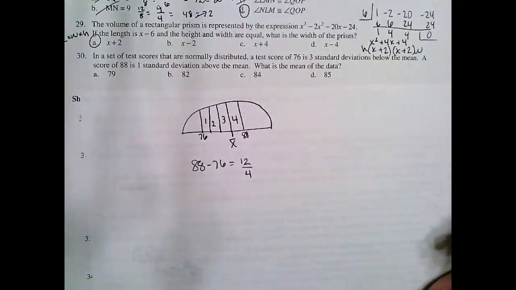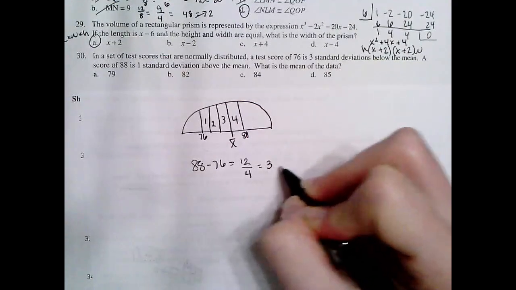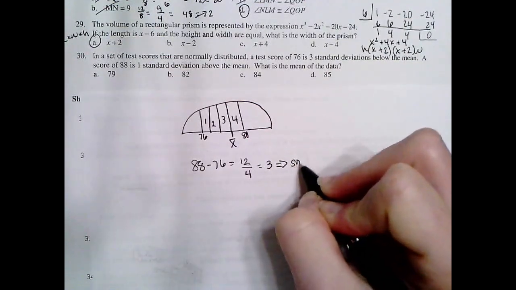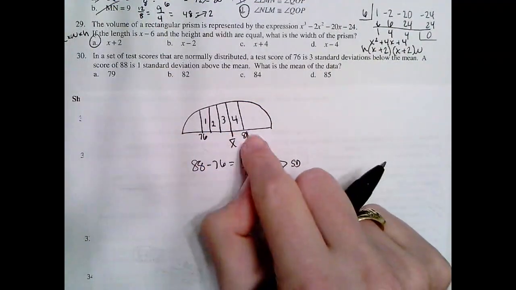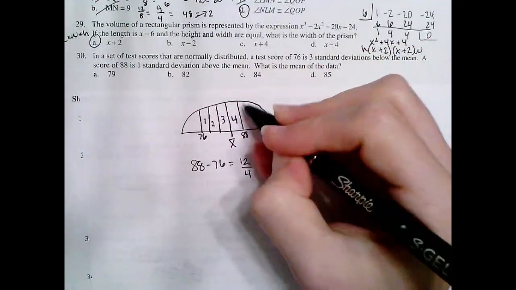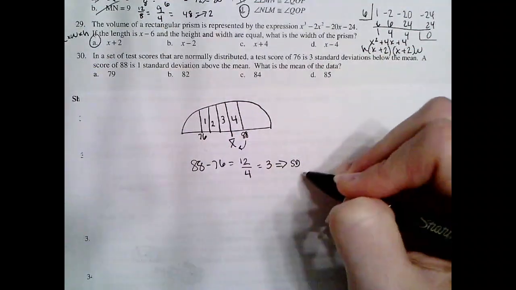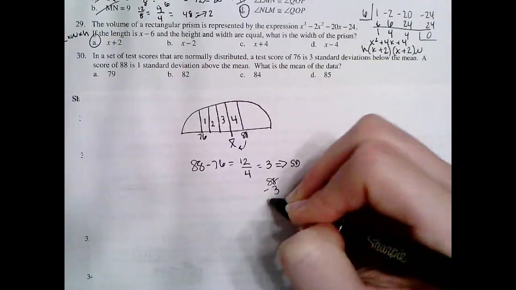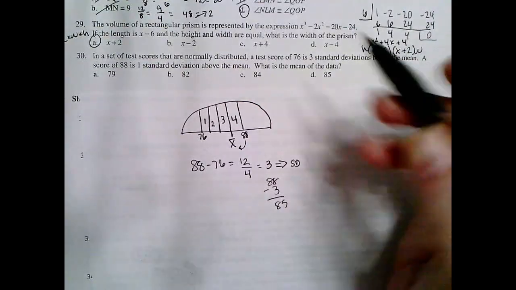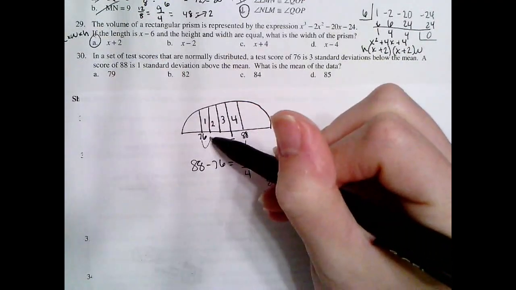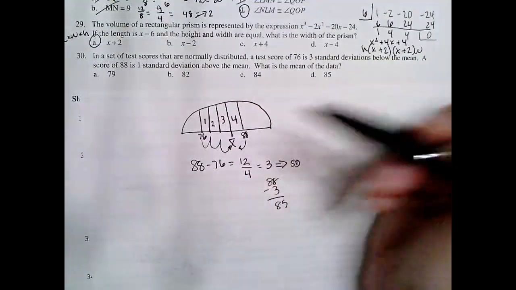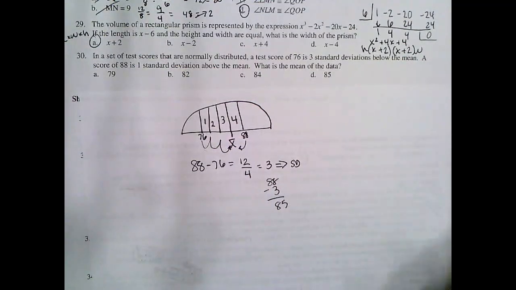Remember what I said, there's 4 standard deviations happening between the two of them. So I'm going to divide this by 4, which means I get 3. 3 is my standard deviation. That means each of these is jumping by 3. So to get from 88 down to the mean, I would take away 3 and get the mean as 85. You could also take the 76 and plus 3, plus 3, plus 3, and you should also hit 85. So your mean is 85.